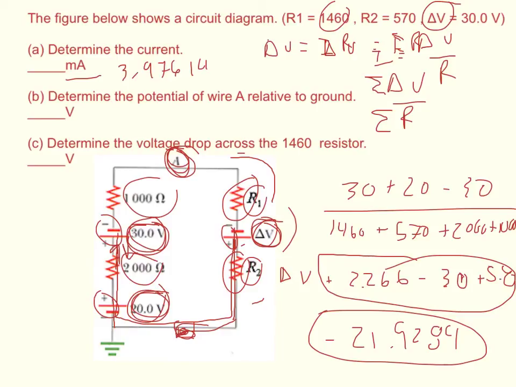Then the last thing, it says determine the voltage drop across the 1460 ohm resistor, and we actually already calculated that. It was the 5.8, more precisely 5.805169. That's if the current goes from here to here, you lose a voltage of I times R, and so I times R is 5.805169.